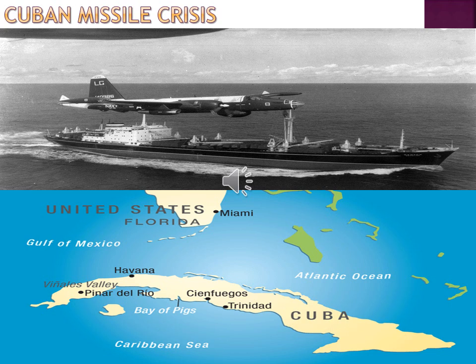So based on this, Soviet President Khrushchev agreed to withdraw the missiles from Cuba, and the United States accepted not to invade Cuba, not to intervene in the affairs of Cuba again. So thus the Cuban missile problem was solved.